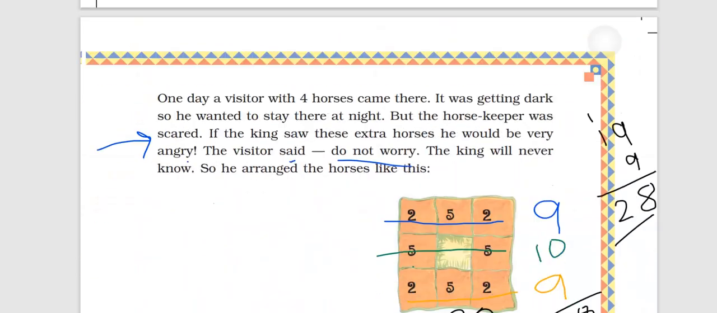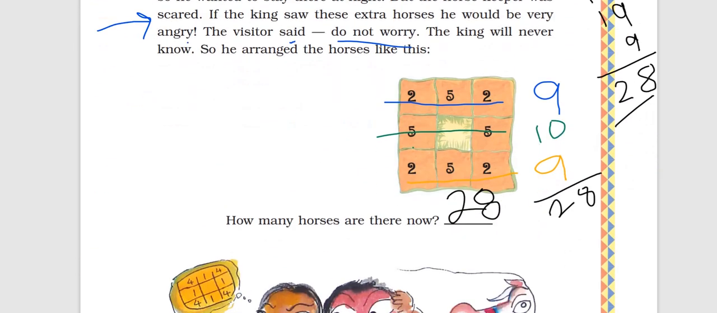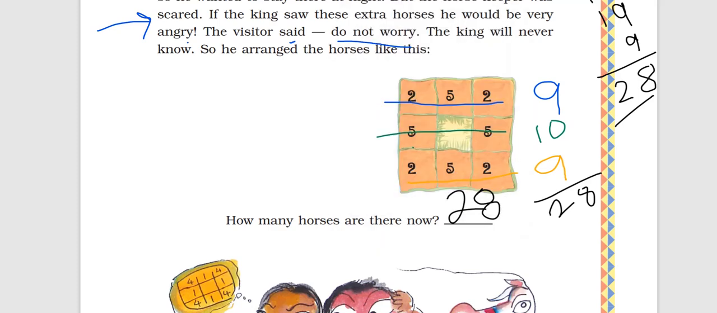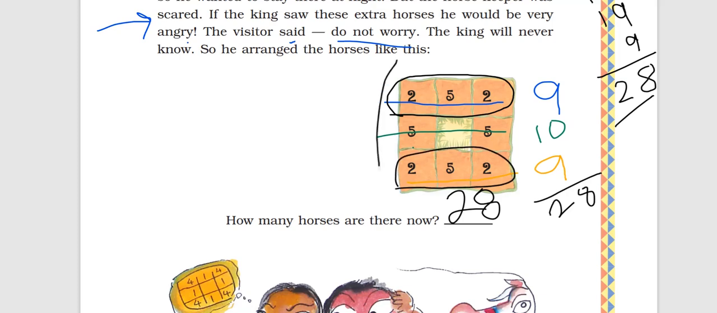Now, if you follow that concept, what the king did and how he mistakenly counted, look at it over here. After the visitor arranged the horses, you would still have 9 horses. 2 plus 5 plus 2 is 9, and so on for each row, and 2 plus 5 plus 2 is also 9. The king counted in this fashion. That is why he thought that he still has the same number of horses and nothing was wrong.